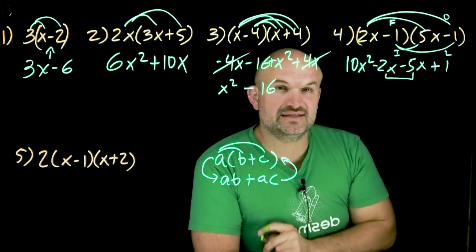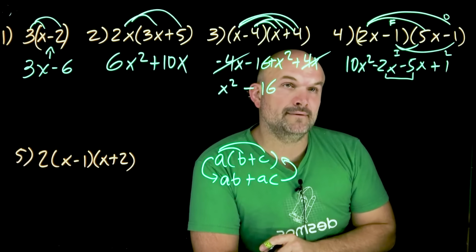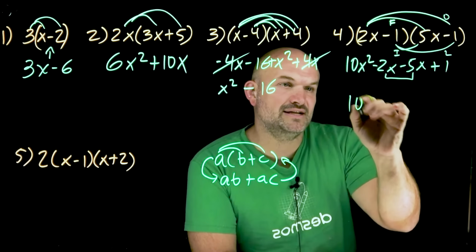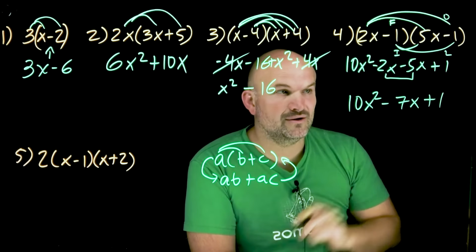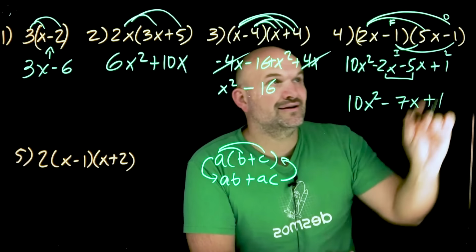I can't combine everything with the 10x squared. I can't combine anything with the 1. These two terms, though, can simplify. So my final answer is a 10x squared minus a 7x plus 1. And guess what? We're going to learn how to factor from here to there.